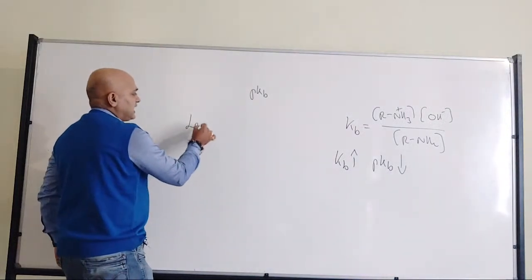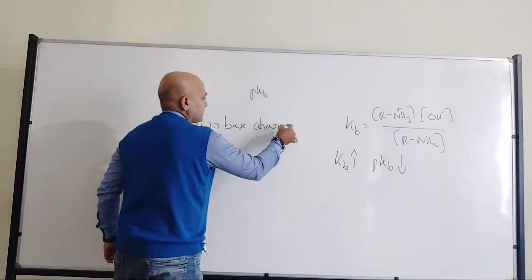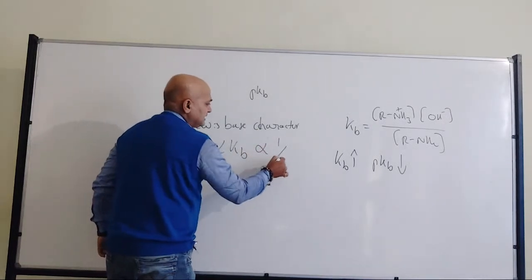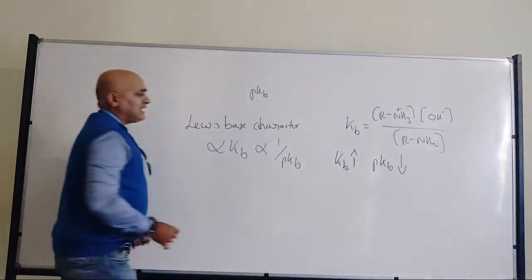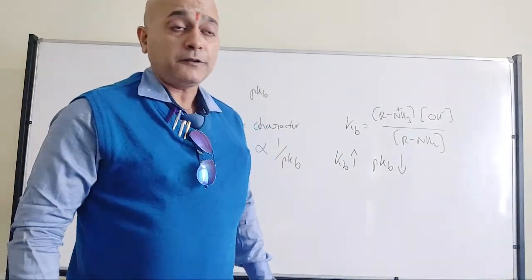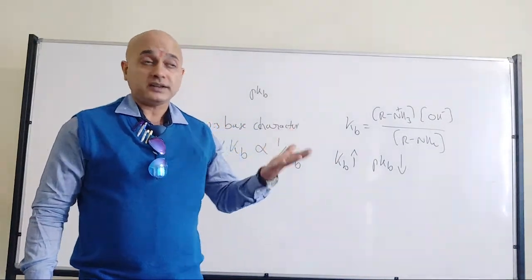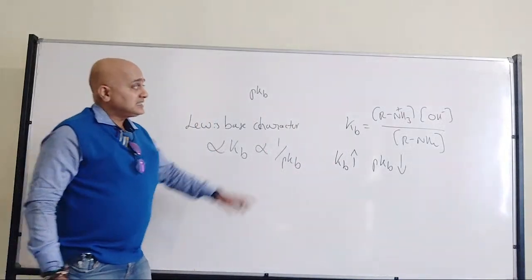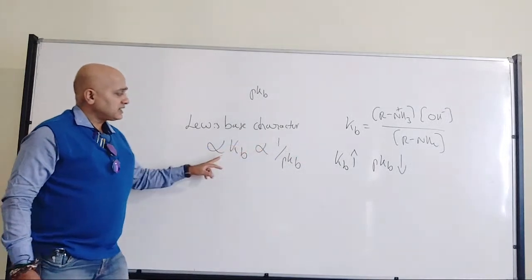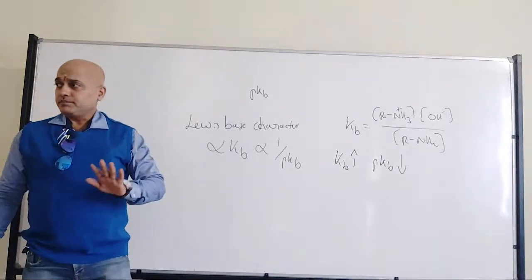Therefore I can say that Lewis base character is directly proportional to the Kb and inversely proportional to the pKb. Lewis base character is directly proportional to Kb value. As there is an increase in the Kb, Lewis base character is more potent. That's what I can see. Since Kb and pKb are inversely related, Lewis base character is directly proportional to Kb and inversely proportional to pKb.